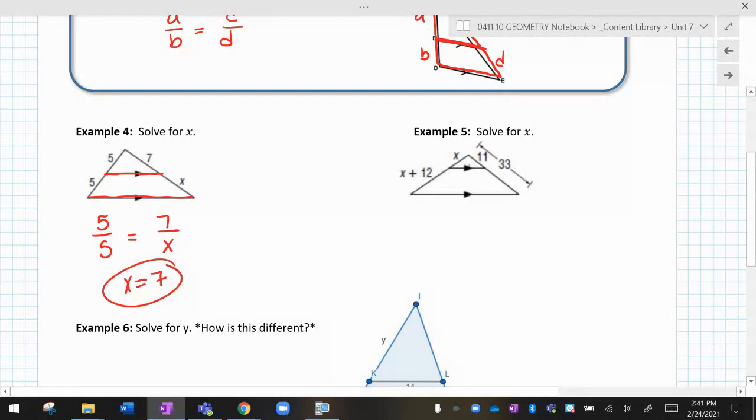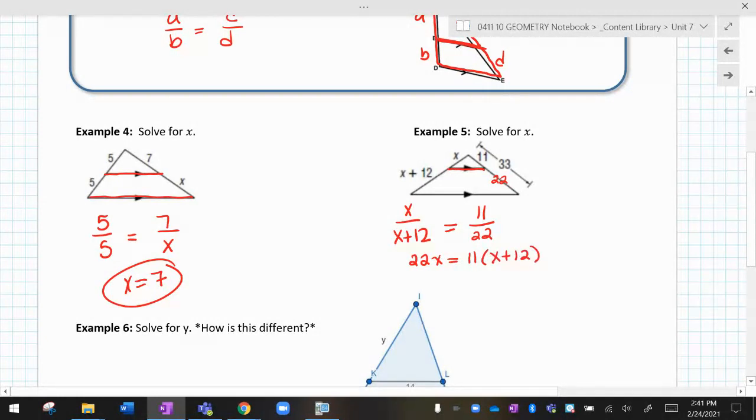All right, same thing over here. I've got a parallel line. So top to bottom equals top to, well, if this whole thing is 33 and the top's 11, the bottom's 22. Okay, so in this one, I can't do a real nice shortcut, so I'm going to cross multiply. 22x equals 11 times x plus 12.